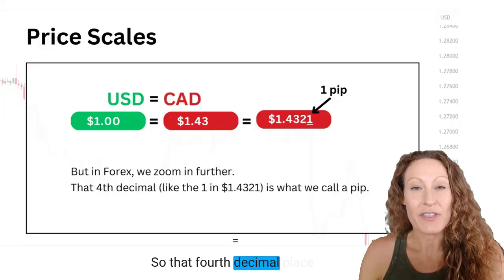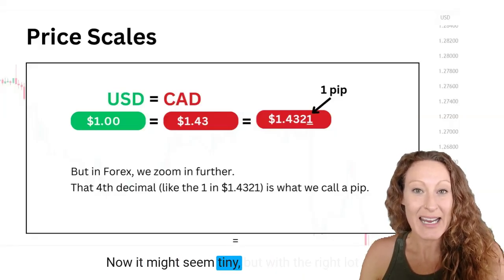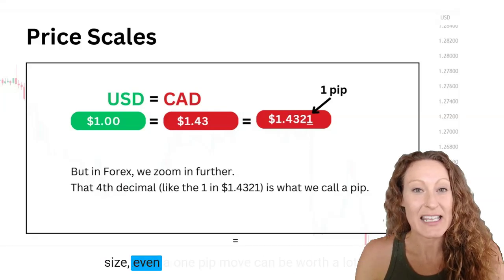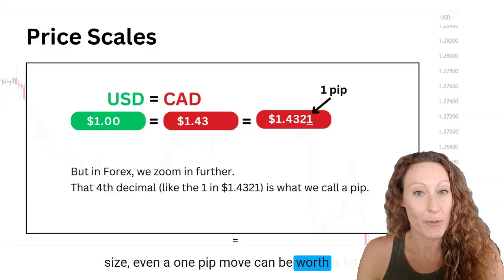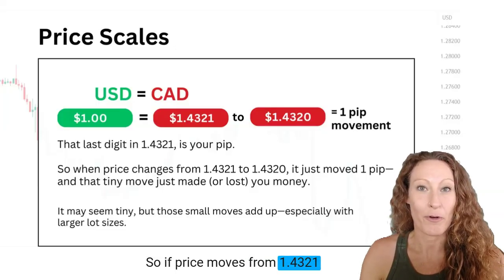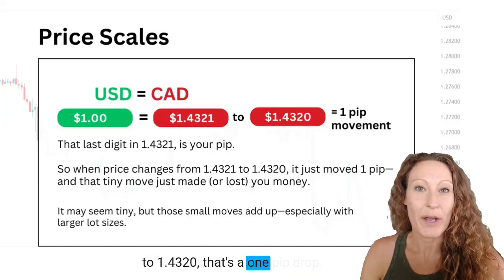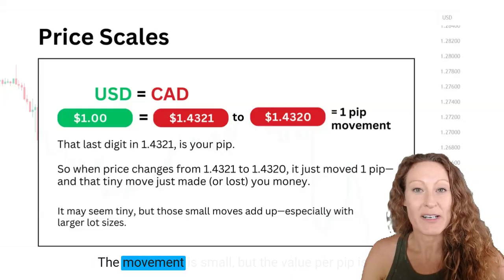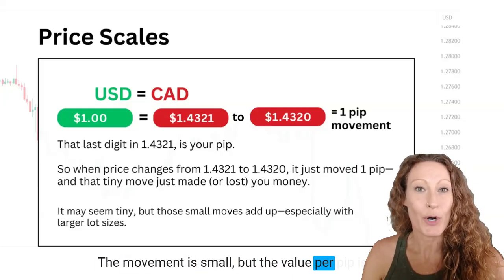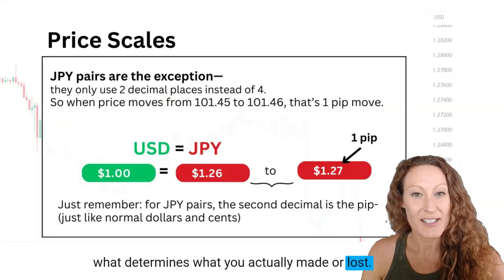Now in Forex, we zoom in a little further. So that 4th decimal place is what we call the pip. Now it might seem tiny, but with the right lot size, even a 1 pip move can be worth a lot. So if price moves from 1.4321 to 1.4320, that's a 1 pip drop. The movement is small, but the value per pip is what determines what you actually made or lost.